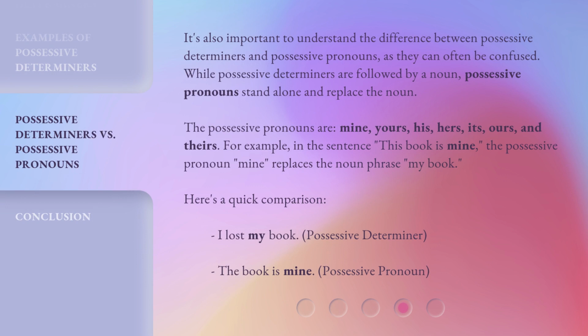It's also important to understand the difference between possessive determiners and possessive pronouns, as they can often be confused. While possessive determiners are followed by a noun, possessive pronouns stand alone and replace the noun. The possessive pronouns are mine, yours, his, hers, its, ours, and theirs. For example, in the sentence, "This book is mine," the possessive pronoun, mine, replaces the noun phrase, my book.